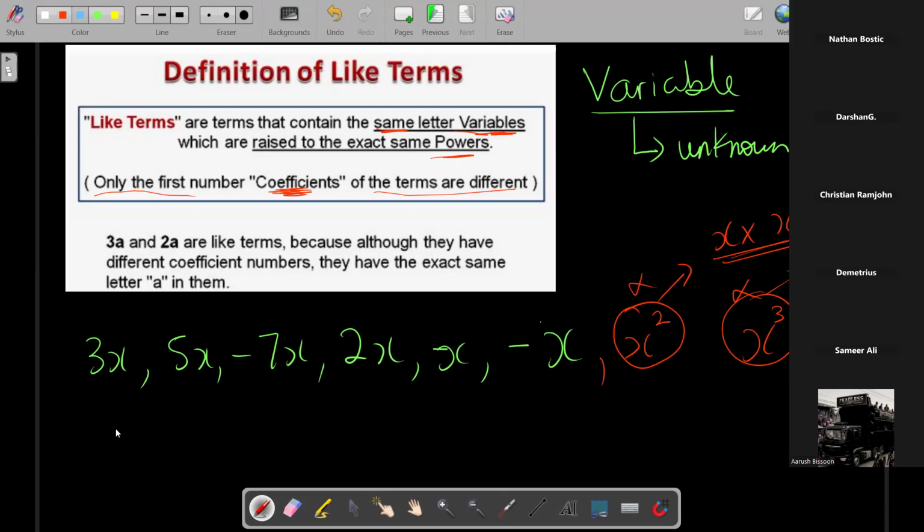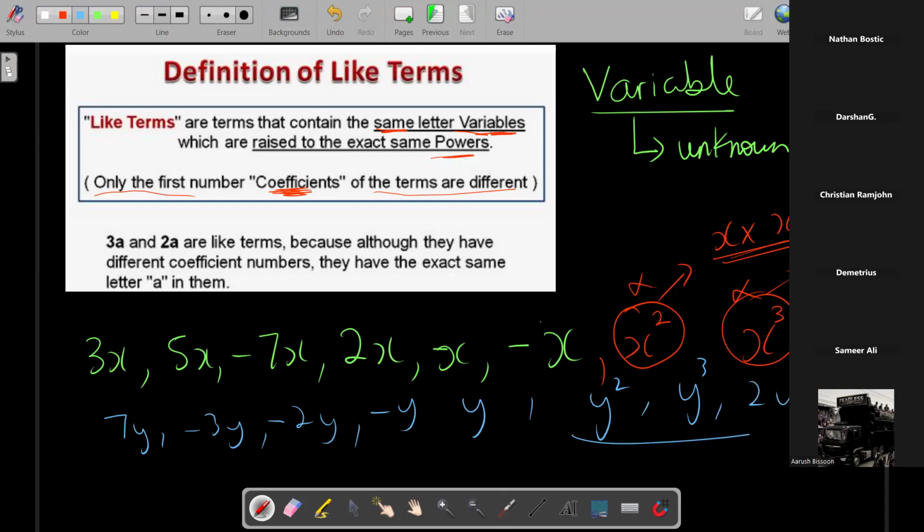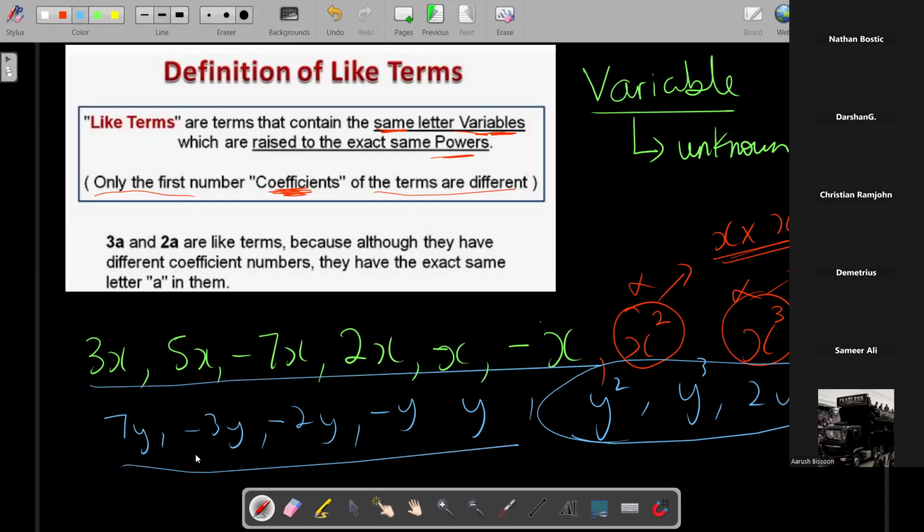Let me give a next example. If you have 7y minus 3y minus 2y minus y, and then you have y squared and y cubed, or even 2y squared, all these are unlike terms. However, these are the like terms. These are the like terms because they must have the same exact variable, right?